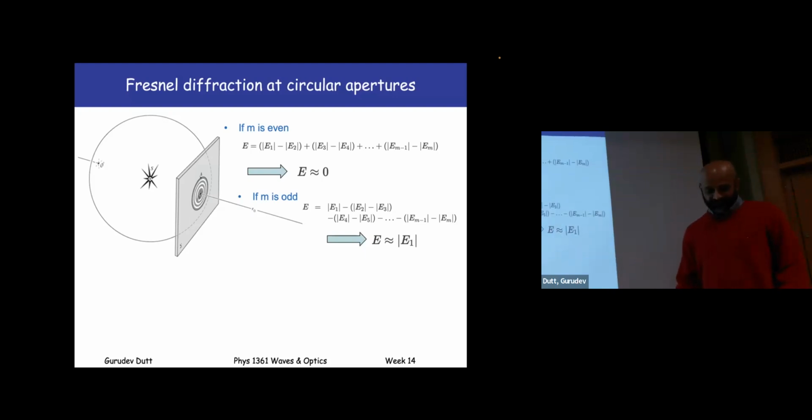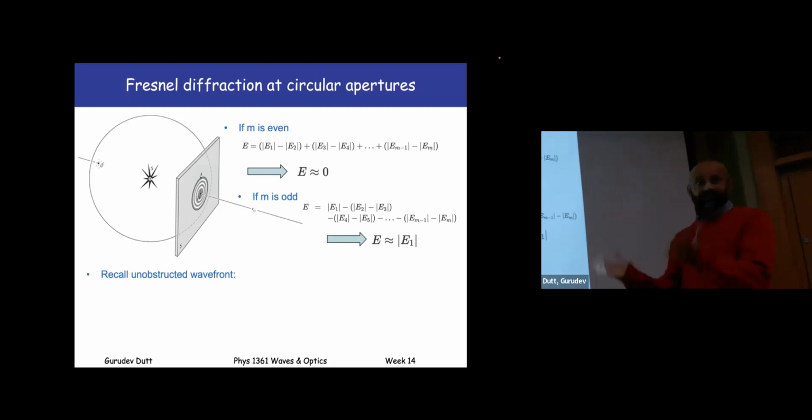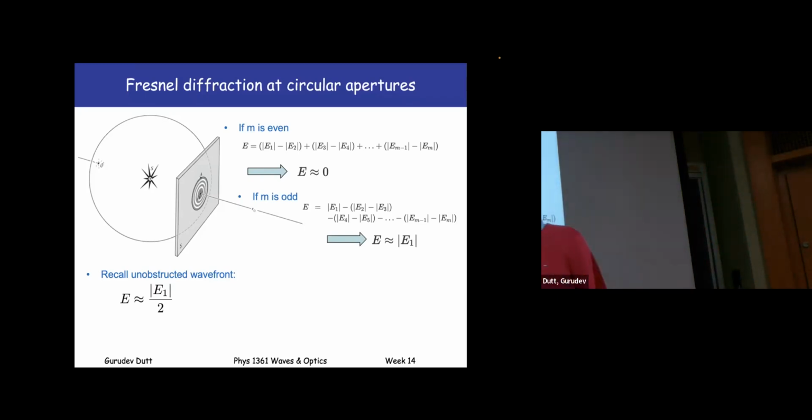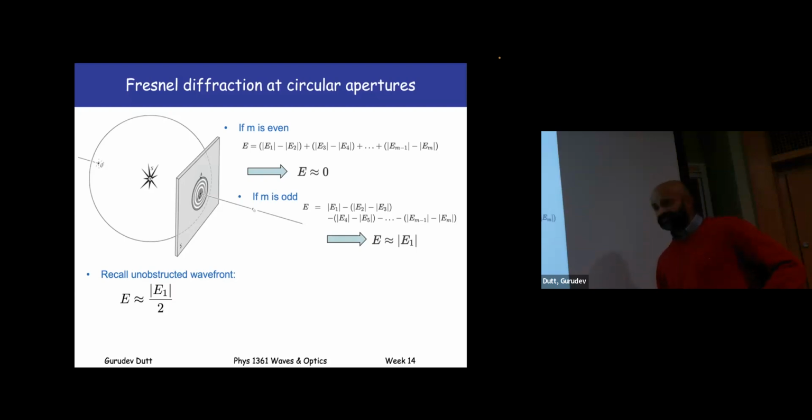Okay. Well, now this is an interesting result. Why is that? Because remember, I showed you that if I didn't have any aperture, no aperture at all, then the field at the point P is exactly E1 over 2. Well, exactly to a good approximation. Okay. Which is half the field from the first Fresnel zone. And now I've said with the addition of an aperture, I can either make the field 0, okay, it's smaller than the unobstructed wavefront, or I can make it double the unobstructed wavefront.